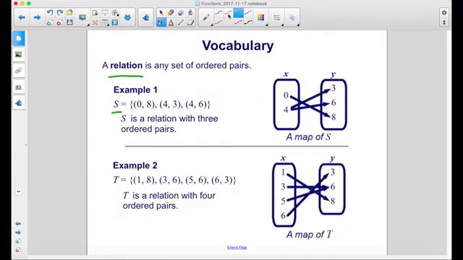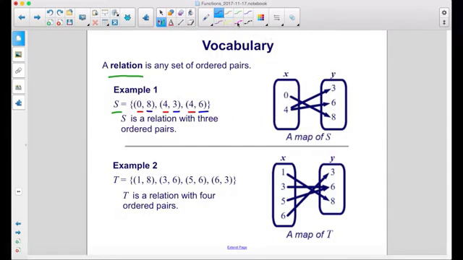In this case, we have X values of 0, 4, and 4, and we have Y values of 8, 3, and 6. So for the X values, 0 and 4, you don't have to write 4 twice because that's redundant. This covers all possible X values. And then we have the Y values 8, 3, and 6. This is our map over here.